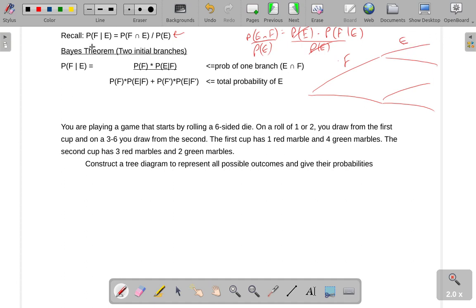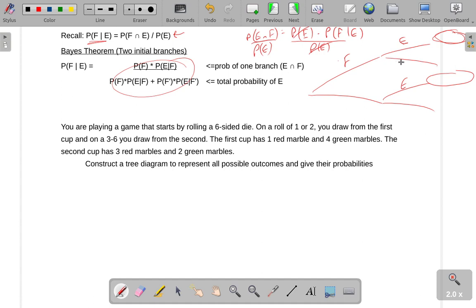But if we use this rule, the probability of F intersect E, that's this branch right here, and divide by the probability of E, we'd have to use the law of total probability here to find the probability of E. We would take whatever this branch is and add it to that branch. Through the law of total probability, we'd take this number divided by the sum of those two. That would give us this formula.